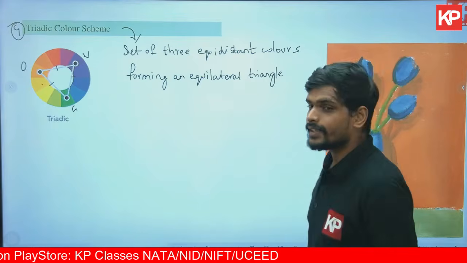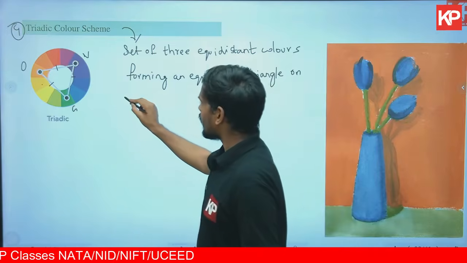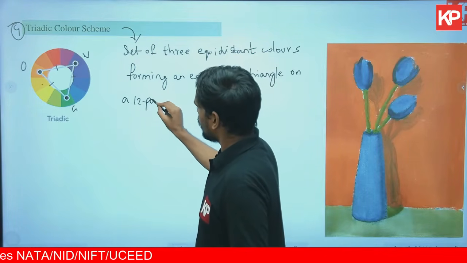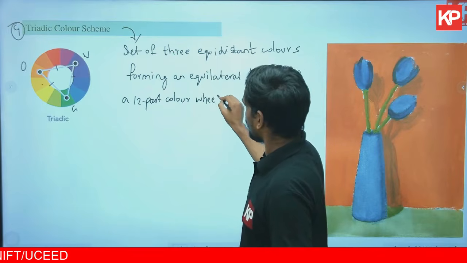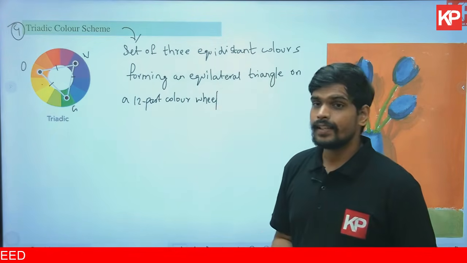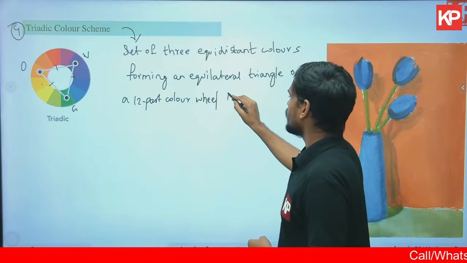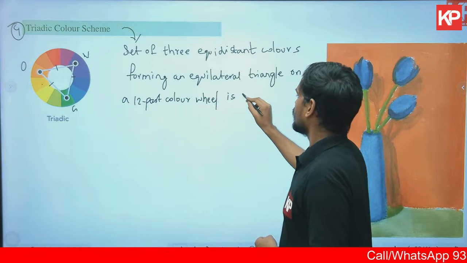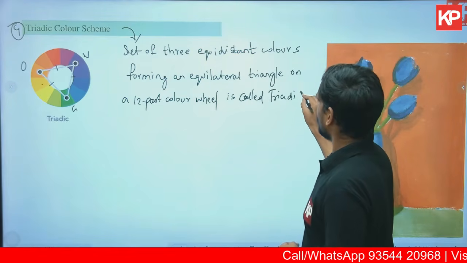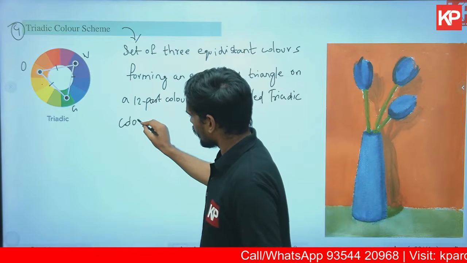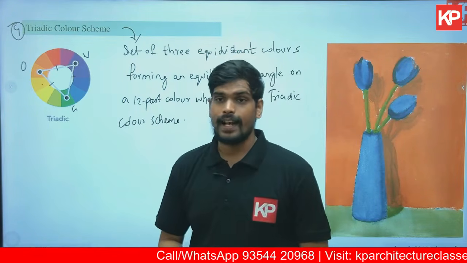A set of 3 equidistant colors forming an equilateral triangle on a 12-part color wheel is called a triadic color scheme. So that's the definition of what is a triadic color scheme.